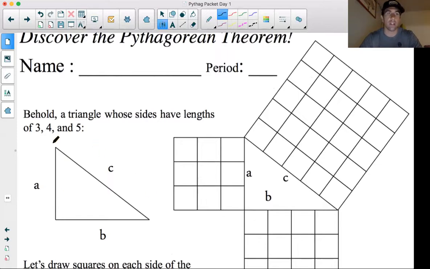Is because it's the longest side. So the longest side of a right triangle is known as the hypotenuse. So the hypotenuse is the longest side of a right triangle, or it's opposite the right angle, okay? And we all should know a right angle measures 90 degrees, okay?